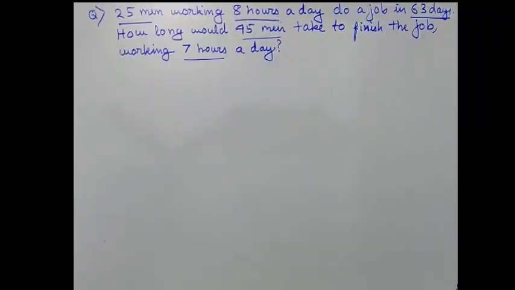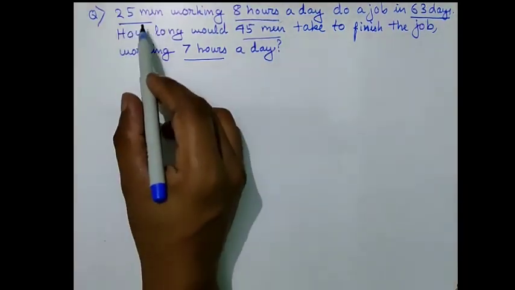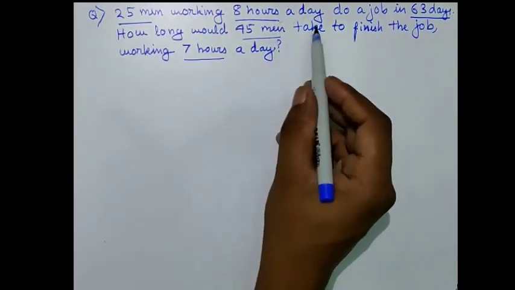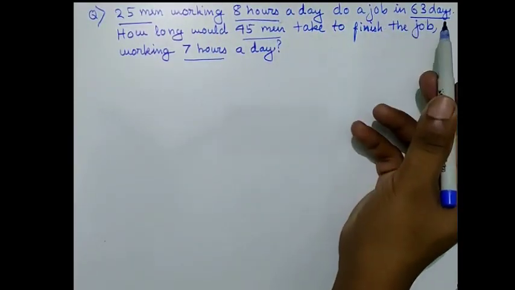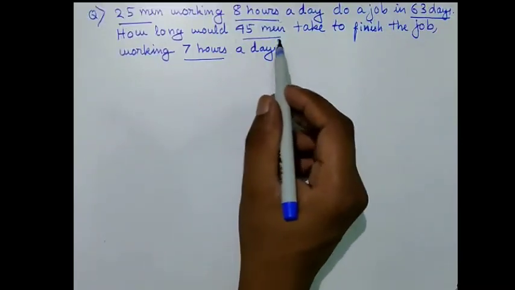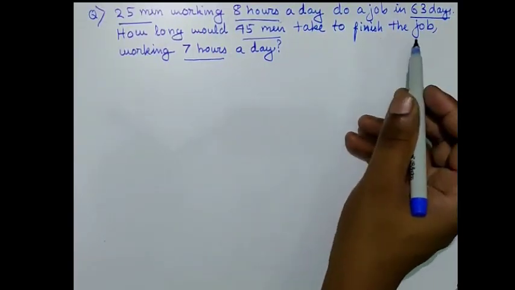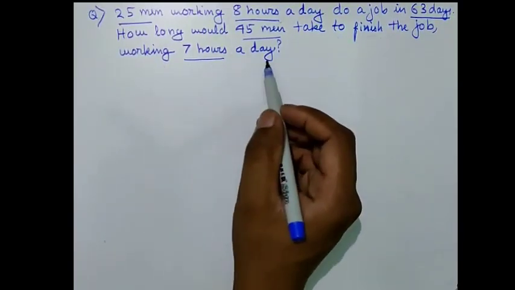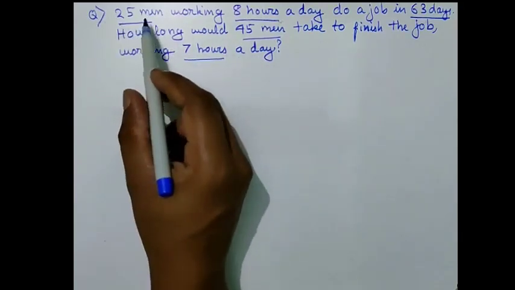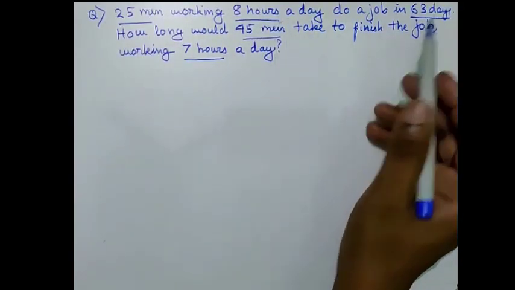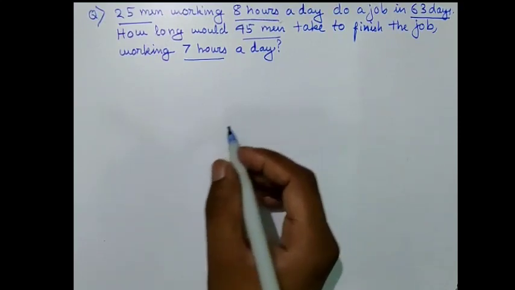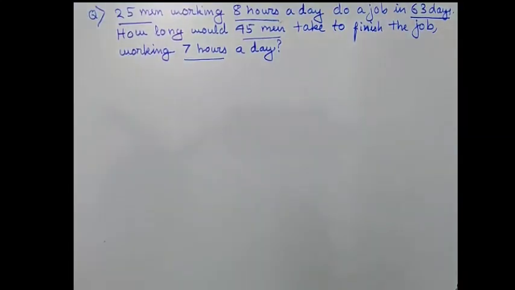Now, how would you solve a problem on direct and inverse variation if there are three quantities involved? So here we have 25 men working 8 hours a day do a job in 63 days. How long would 45 men take to finish the job working 7 hours a day? So here we have men, hours and then days. So we can apply the unitary method to solve this question.